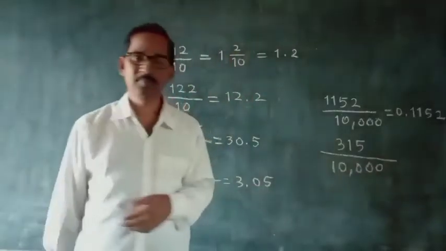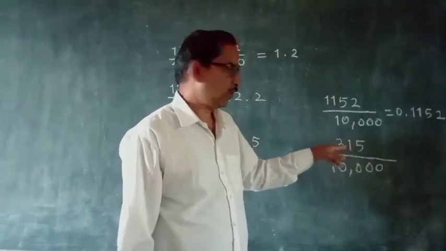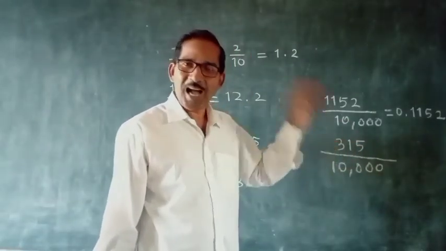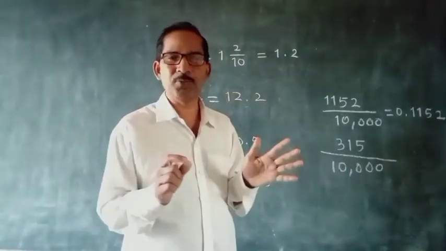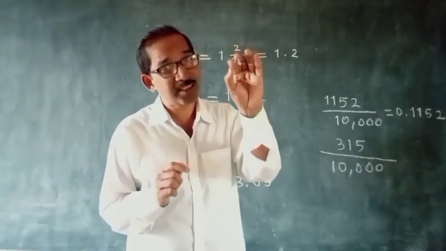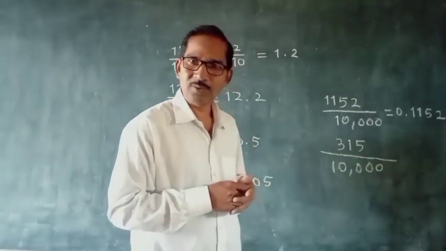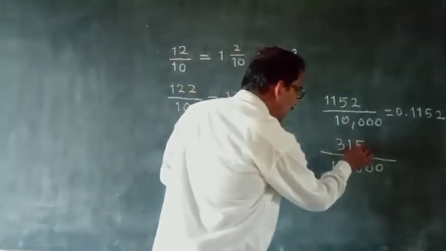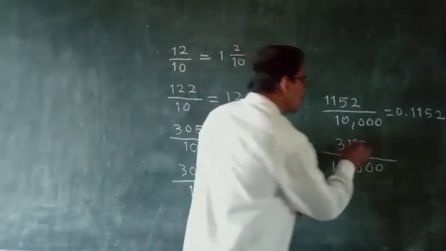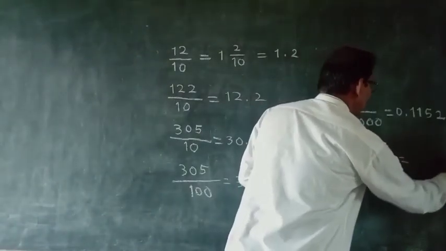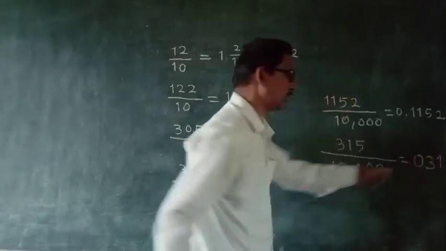10,000. Here the denominator has 4 zeros but in the numerator 3 digits are present. How can we put the decimal? It is so easy. You have to count 4 numbers. If the number is short of that many digits, then you put zeros. Here we have 3 digits but we need 4, so one digit is short, and wherever digits are short, we add zeros.